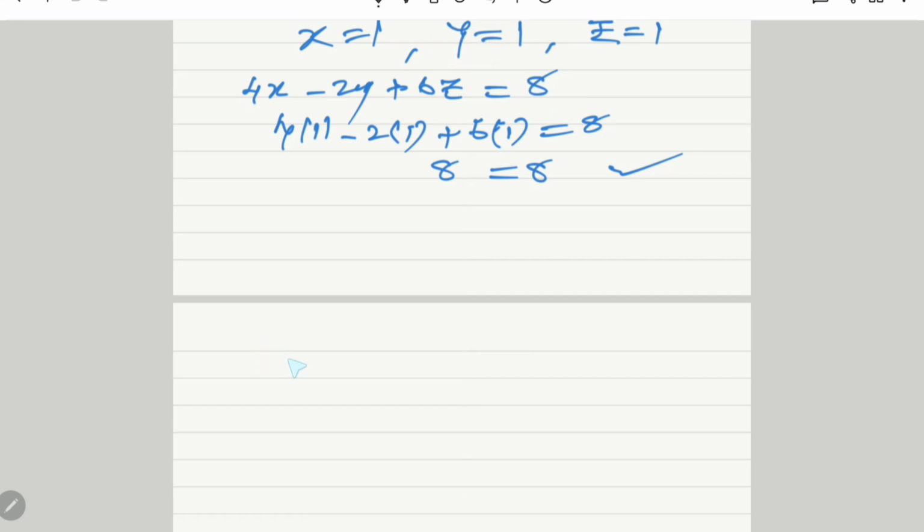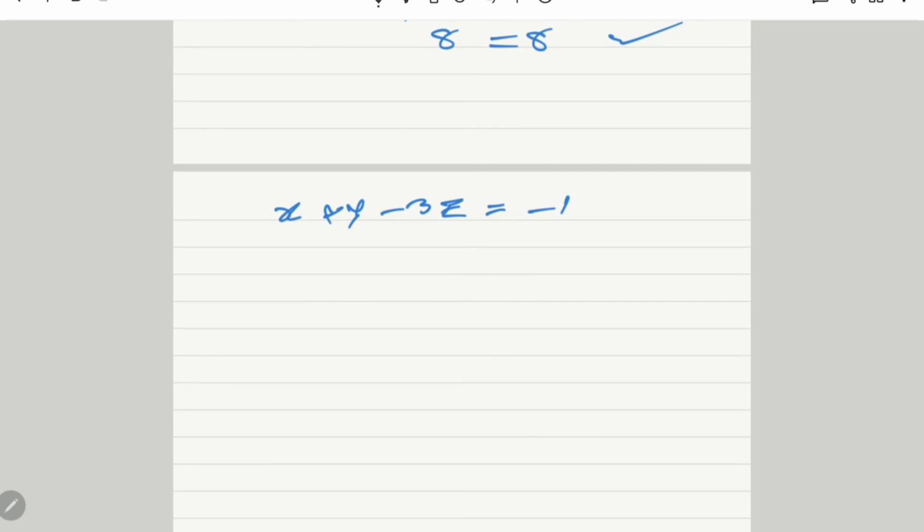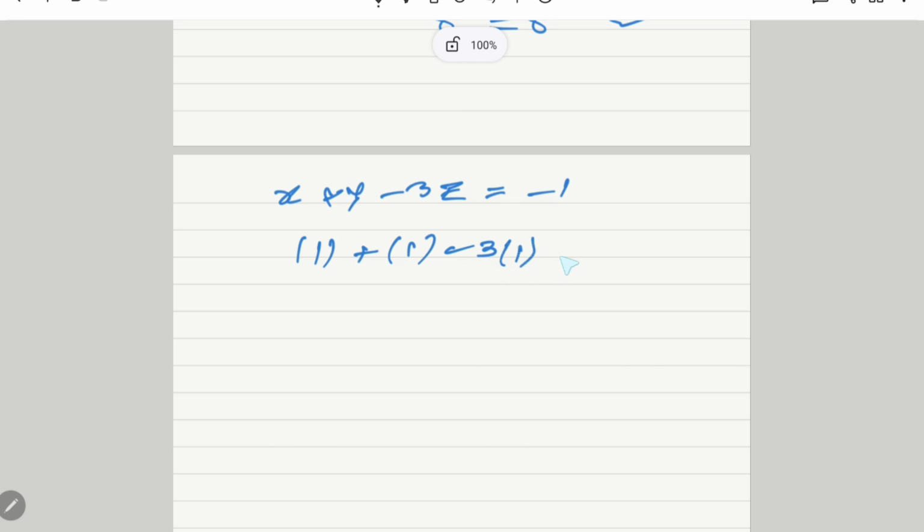Then we go for the second equation. What is the second equation? X plus y minus 3z is equals to minus 1. Substituting the values, x is 1, y is 1, and z is 1: 1 plus 1 minus 3 into 1 is equals to minus 1. 1 plus 1 we get 2, minus 3. 2 minus 3 is minus 1, left hand side is minus 1, and right hand side is also minus 1, means equation is satisfied.